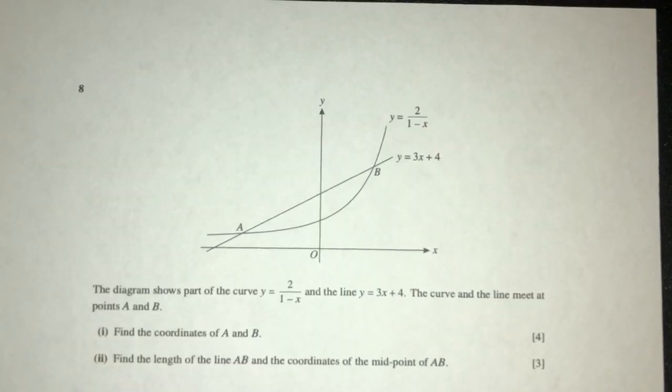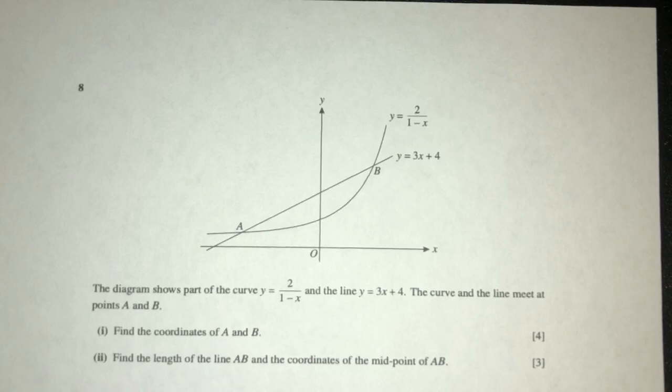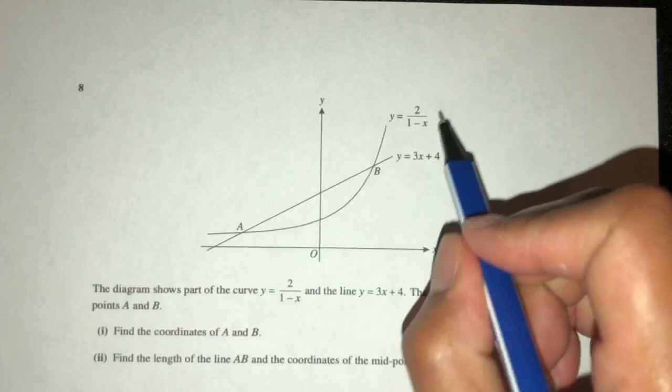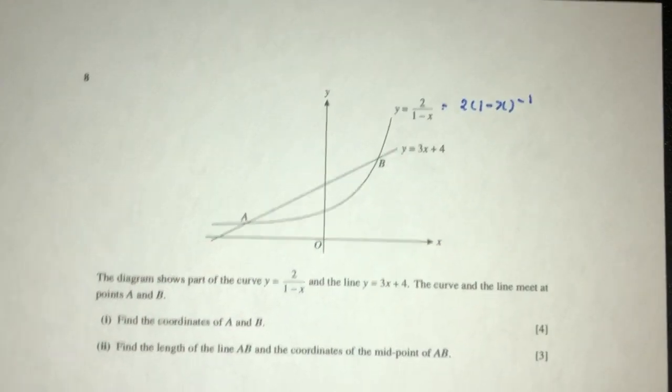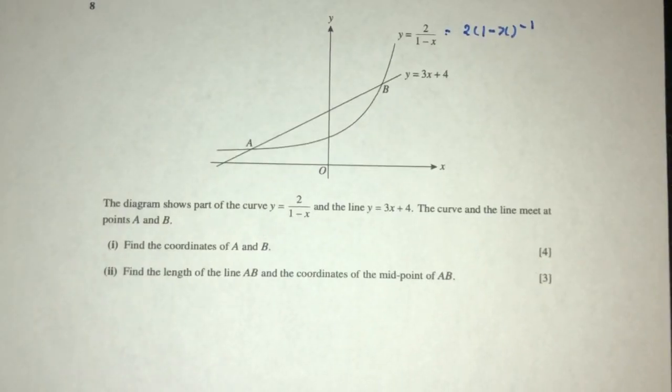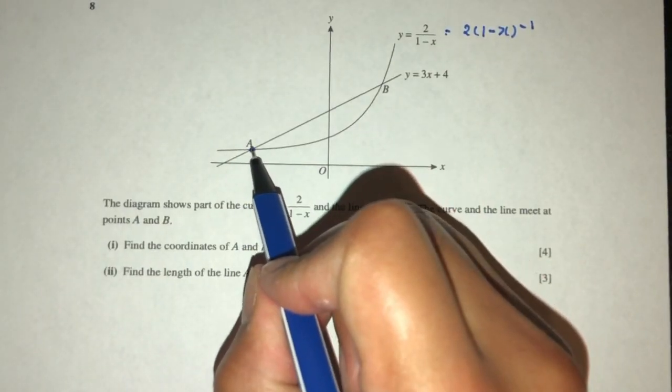Let's move on to the next question. The diagram shows part of the curve y and the line y equal to 3x plus 4. Okay, we have a straight line and a curve. Now we can rewrite this as 2 times (1 minus x) to the power minus 1. The curve and the line meet at point A and B. This is the point A and the point B.